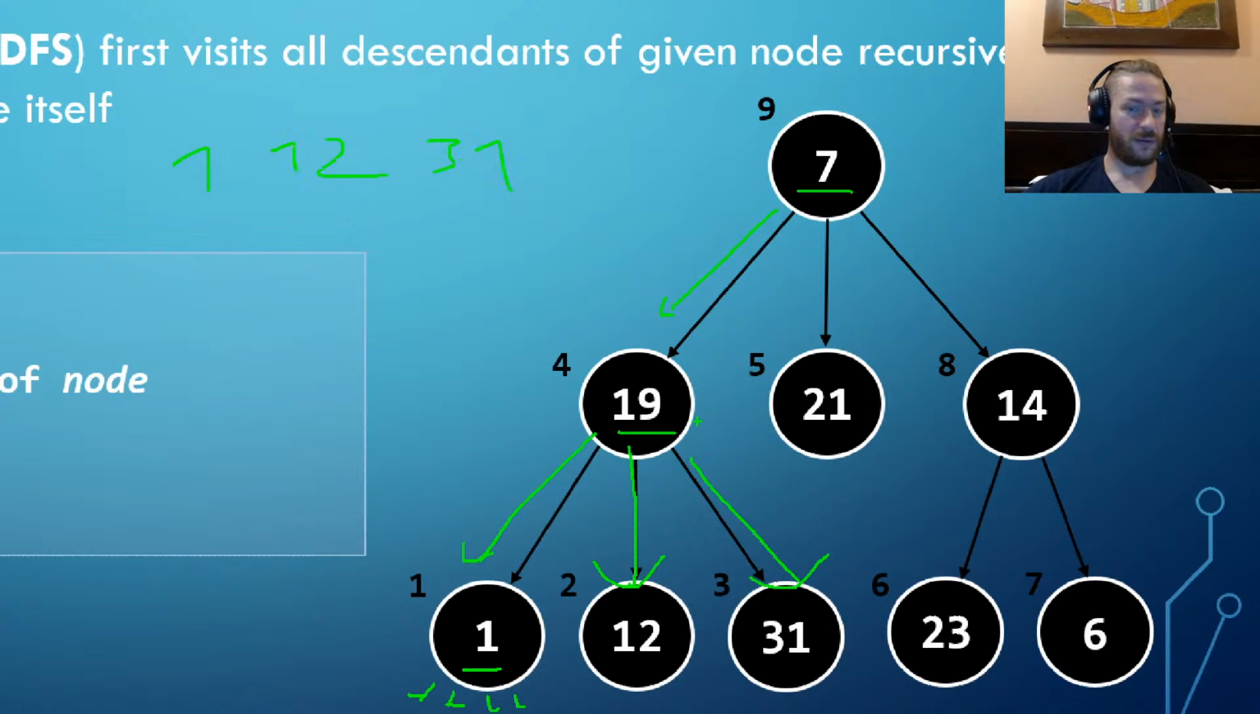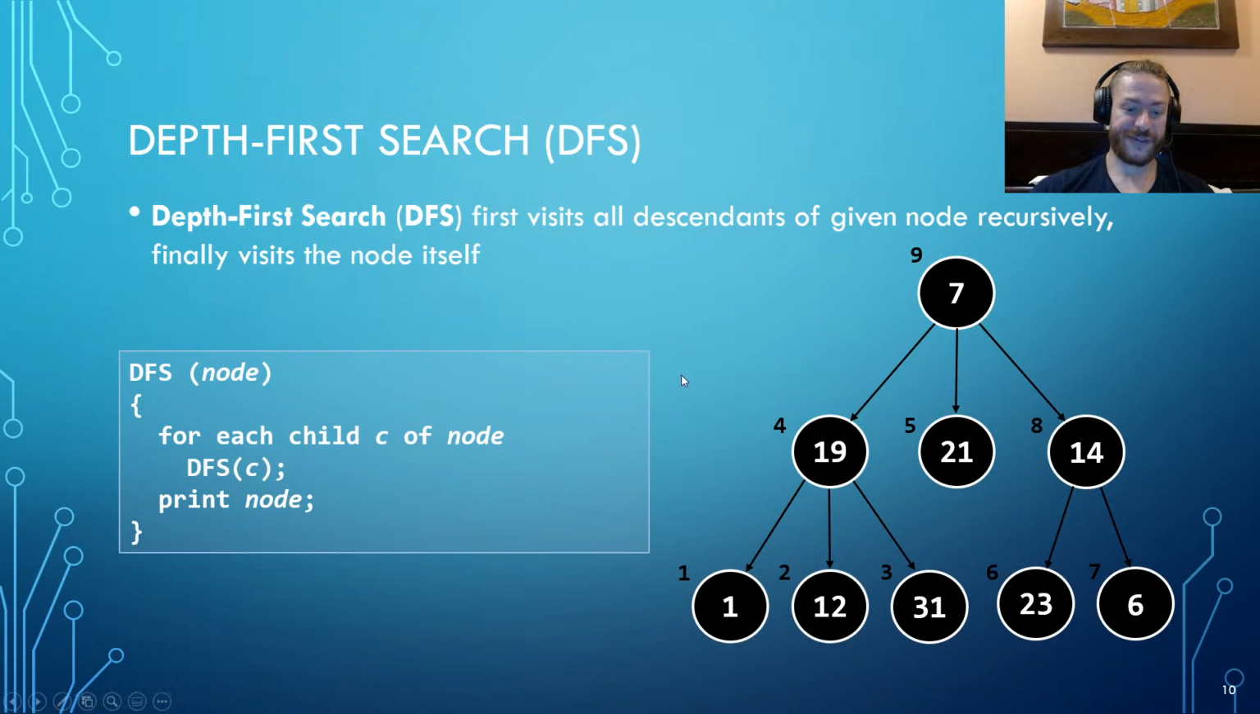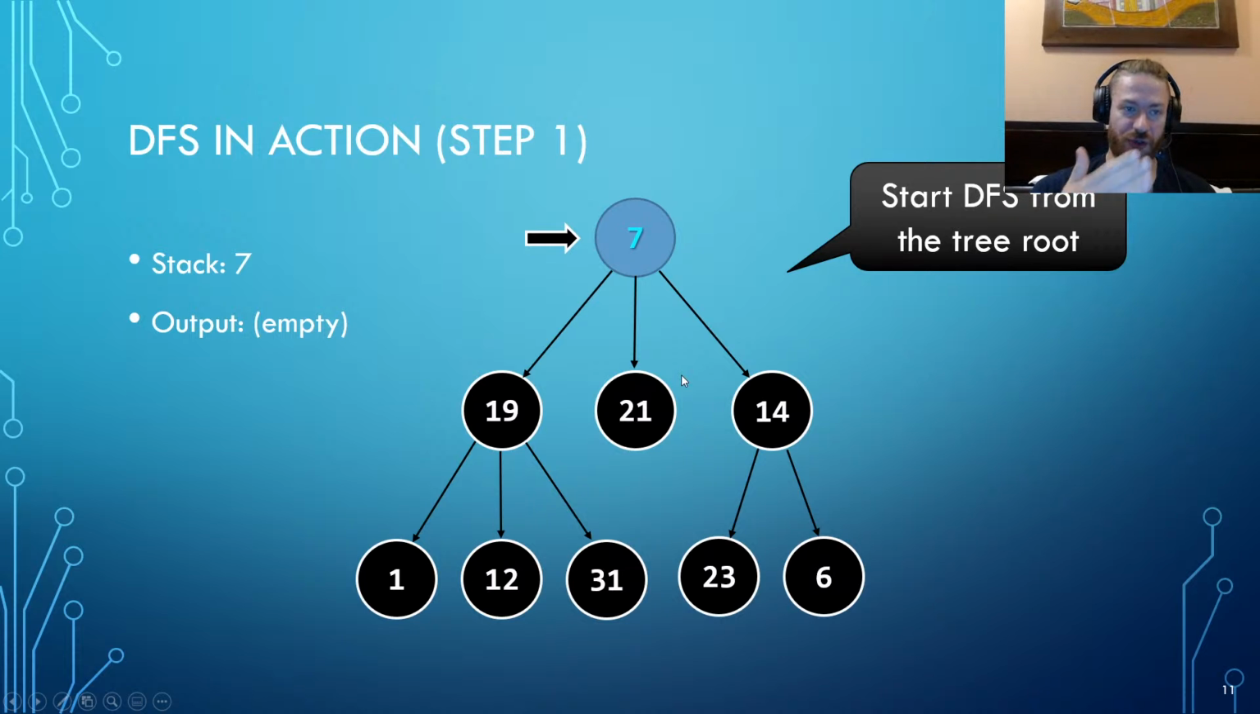Then it will be back to 19, and it will see that we no longer have any available nodes to visit. There are no more children. We visited them all. So it will print 19. Then it will go back, go to 21, and it will print 21. That's the depth-first search. So a short animation of how depth-first search works.